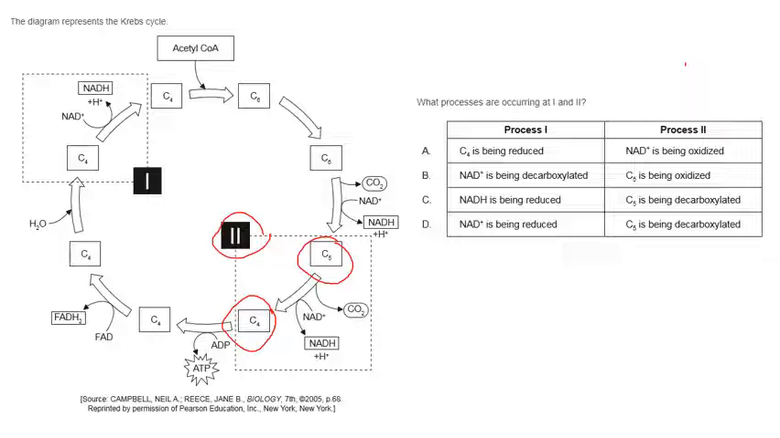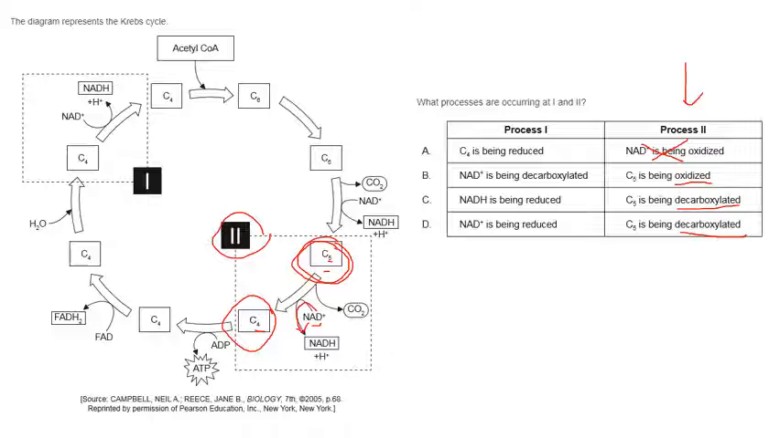So I want to be looking in this column over here. If I'm going from 5 to 4, that must mean it is being decarboxylated. Now, it is also being oxidized. It is losing energy. So I have to consider that as well. Now, because the 5-carbon compound is being oxidized, that means NADH is being reduced. So oxidized, reduced. So this one doesn't make sense. So I'm going to eliminate that for now.